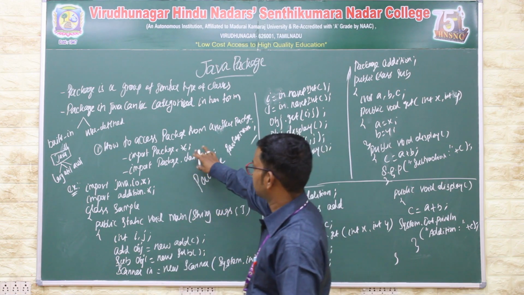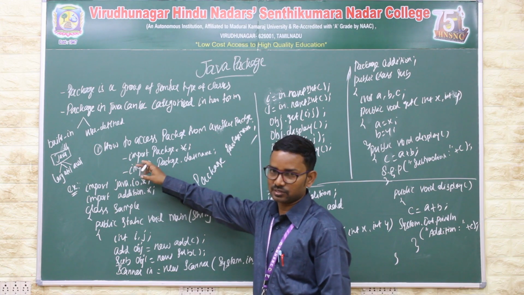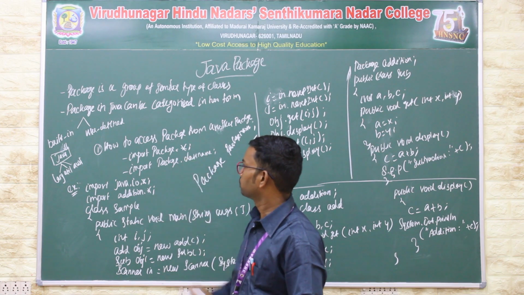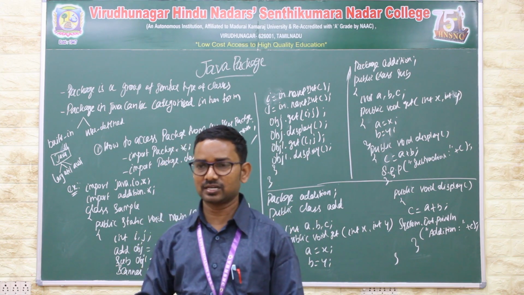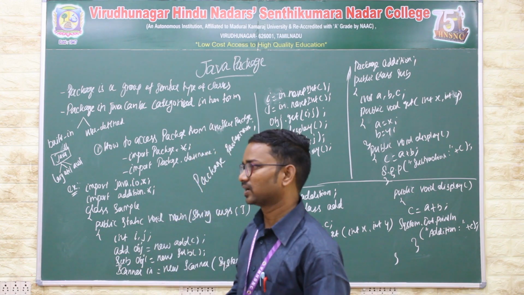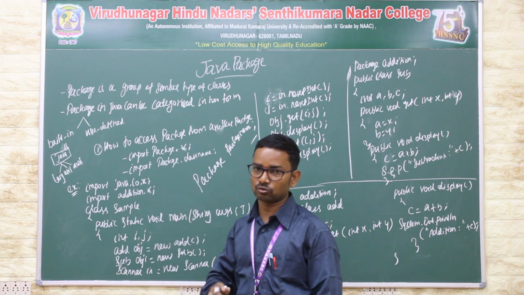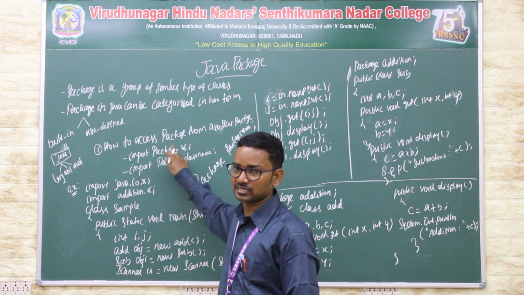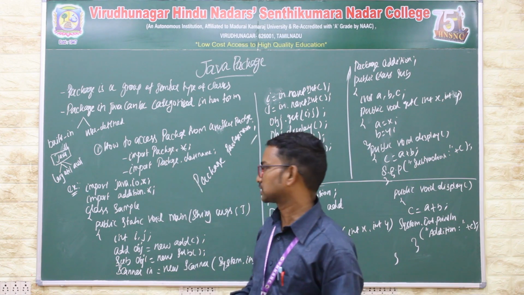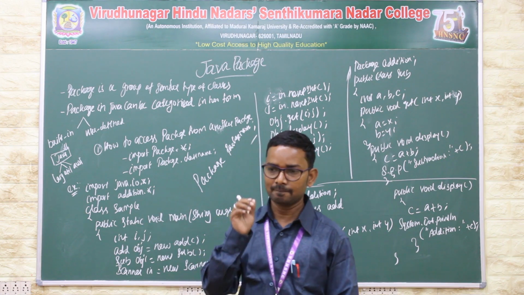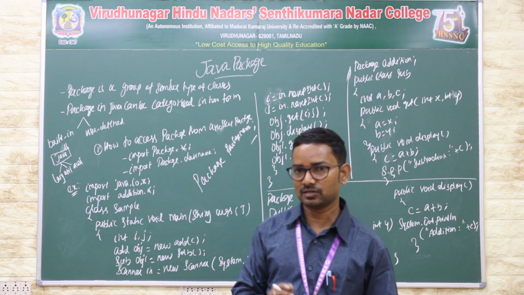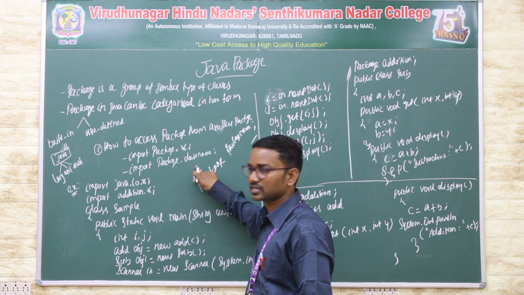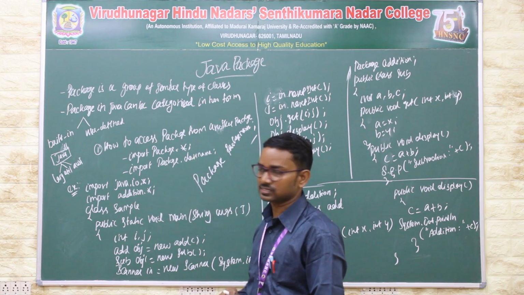Next, how to access a package? There are two ways of accessing a package: import package dot star, and another one is import package dot class name. Import package dot star means accessing all the classes. Suppose the package stores more than one class, then the star means accessing all the classes. Suppose you are accessing only a particular class of the package, then use package dot class name. That accesses only that class from the package.